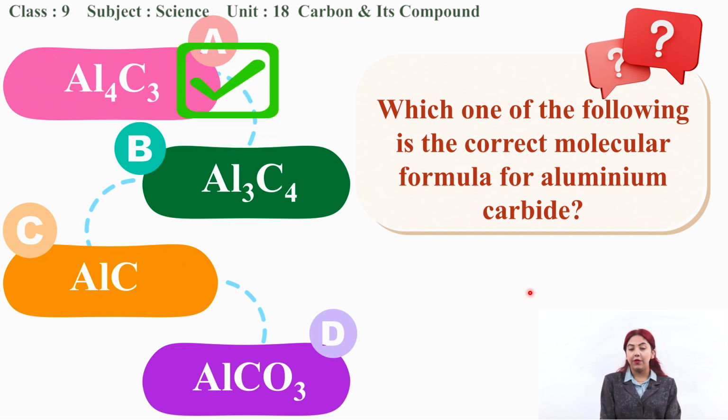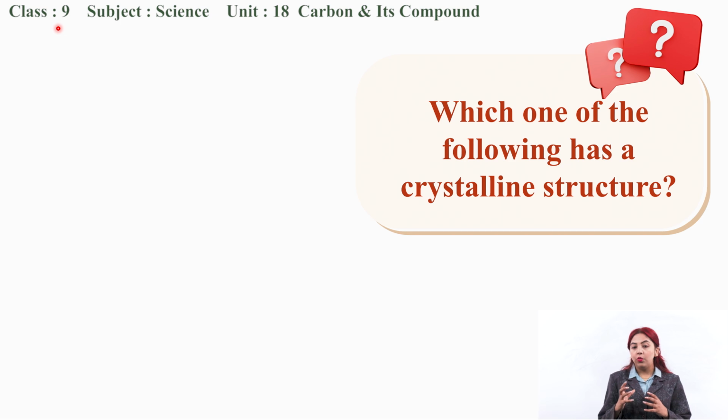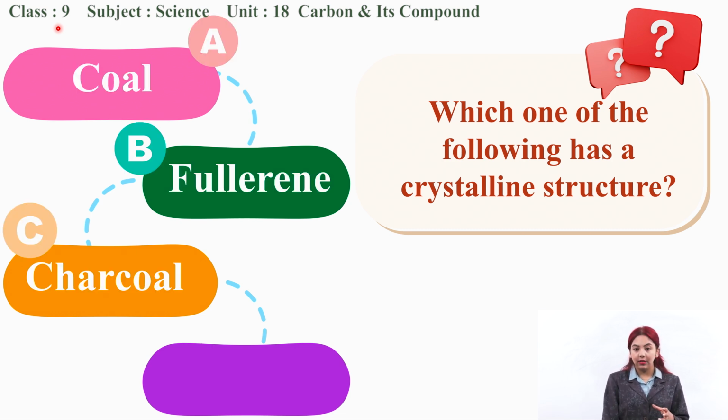Yes, it's the first option. Al4C3 is the correct molecular formula for aluminium carbide. Now another question is, which one of these 4 options that I'll give you has a crystalline structure? The first option is coal, second is fullerene, third is charcoal, and the fourth is soot. So which of these 4 allotropes of carbon has a crystalline structure?